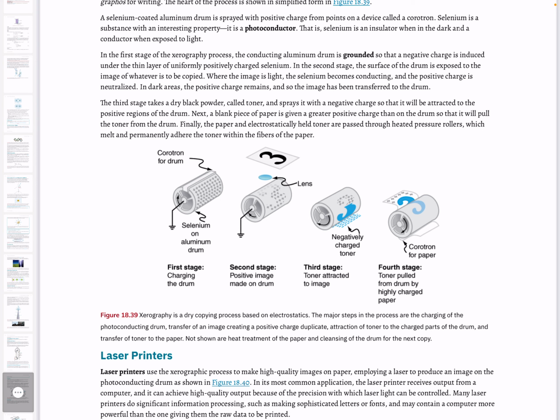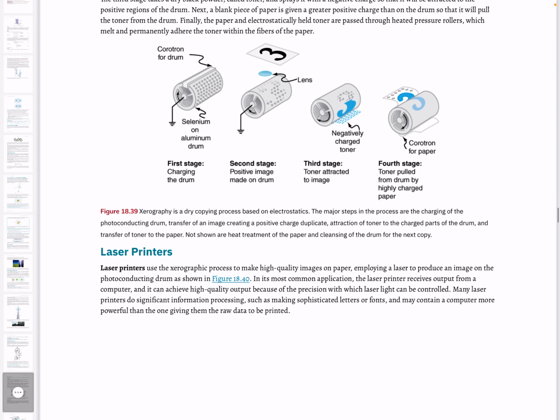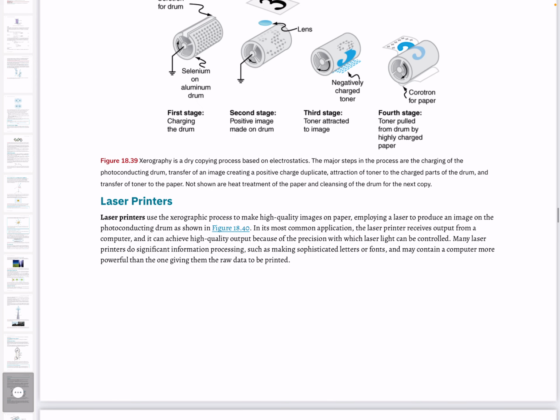The last thing they do is heat it up to a point where the toner solidifies with the piece of paper. It gets hot enough so that it kind of melts in. And anyway, that's how we use charges to make prints or print out our papers.